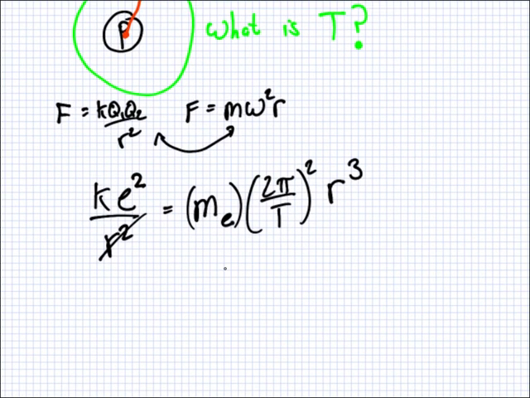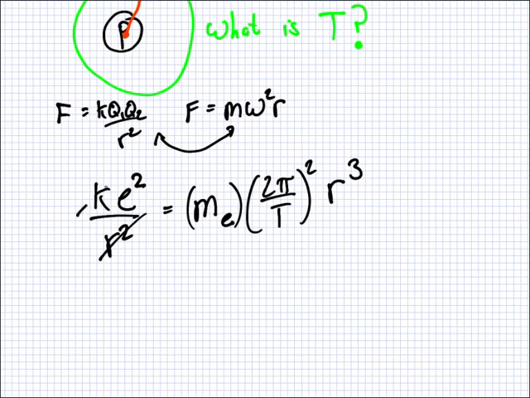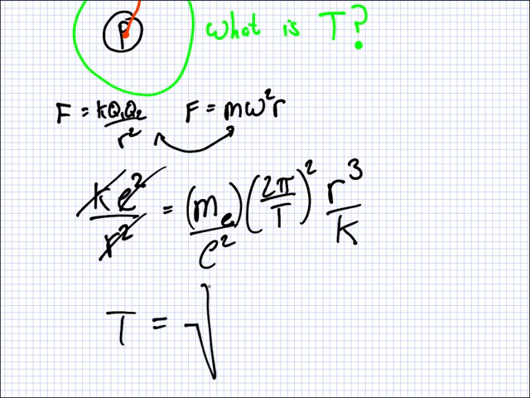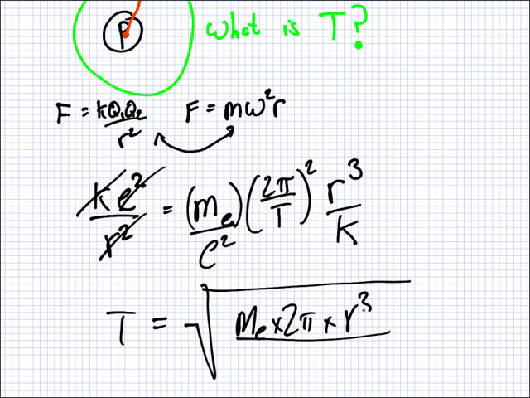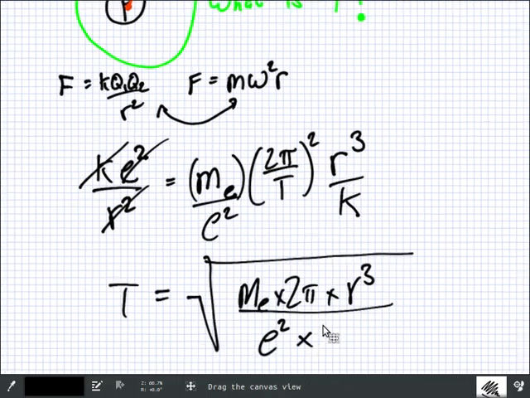Yeah. So then you can bring the K down here. And then you can bring the E squared down here. And then you can bring the T up. So you can get T equals root of M E 2 pi R cubed over E squared, I know they could cancel, times K.